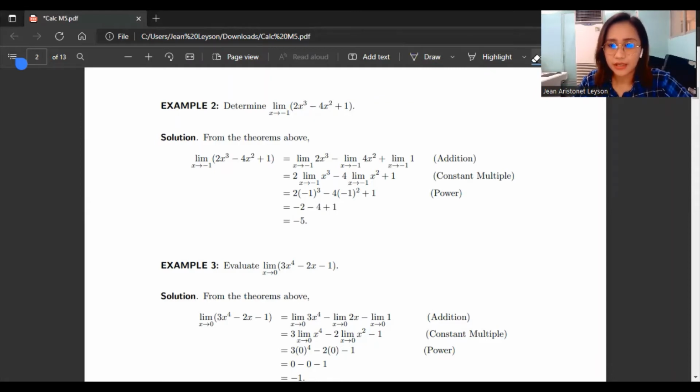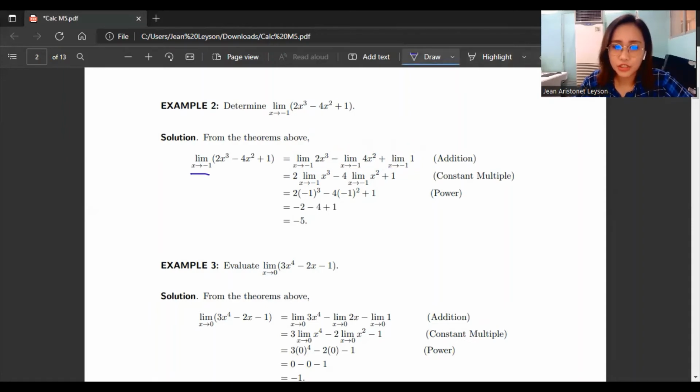So we can apply the addition theorem since our function, our polynomial function, is separated by plus and minus sign, addition and subtraction. Then again, distributing the limit to each of the terms. So we evaluate the limit of 2x cubed as x approaches negative 1 minus the limit of 4x squared as x approaches negative 1. Then lastly, plus the limit of 1 as x approaches negative 1. So for each of these terms, you can apply different theorems or different rules.